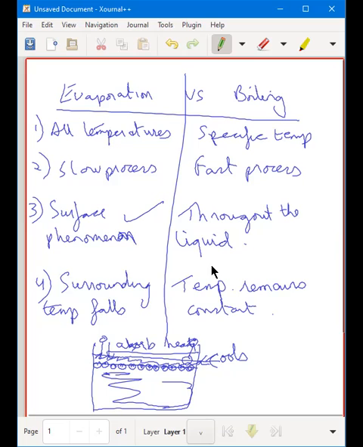Everyone, please copy this down. All of you, please copy this.